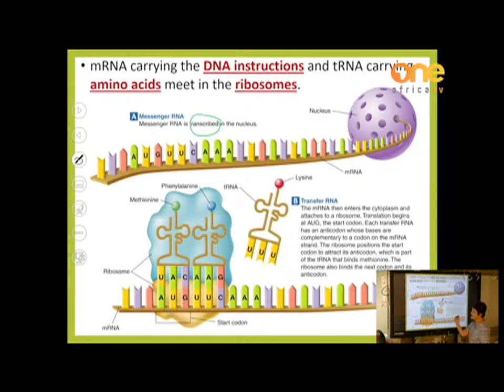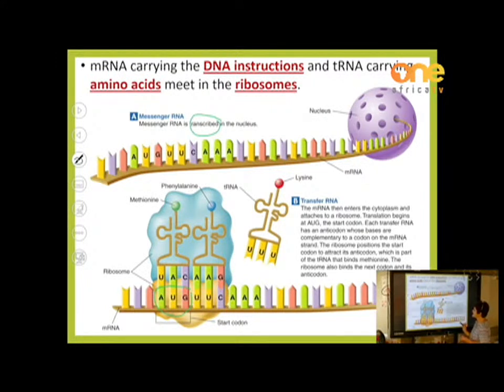It moves through the cytoplasm and joins the ribosomes. Inside the ribosomes, which is the factory of proteins, the codon of the mRNA will be translated by tRNA. The mRNA enters the cytoplasm attached to a ribosome.